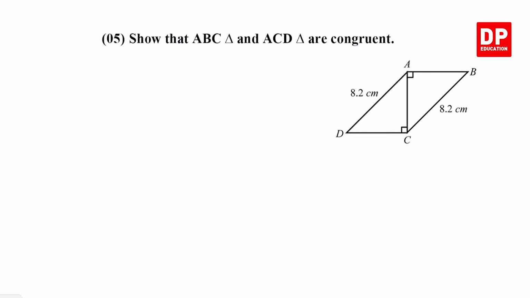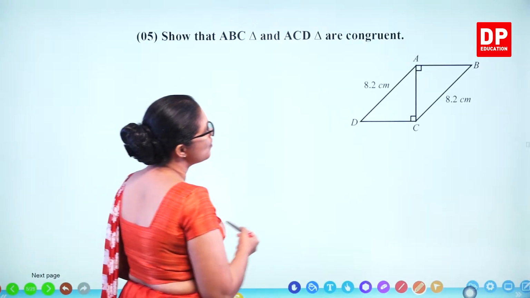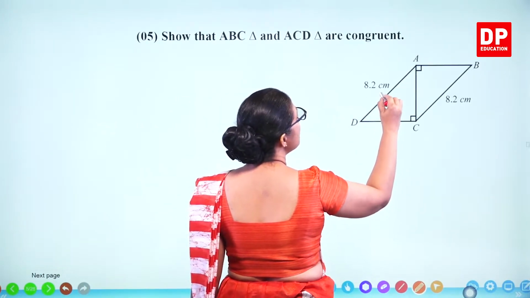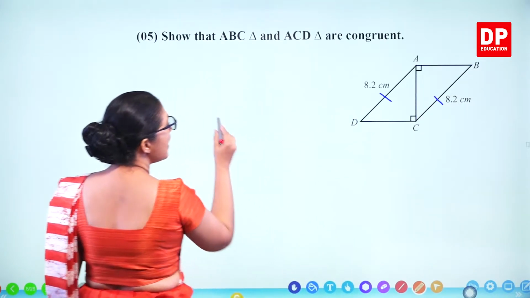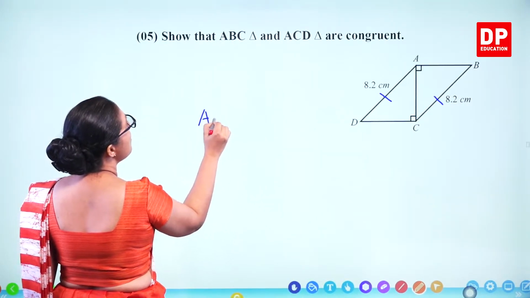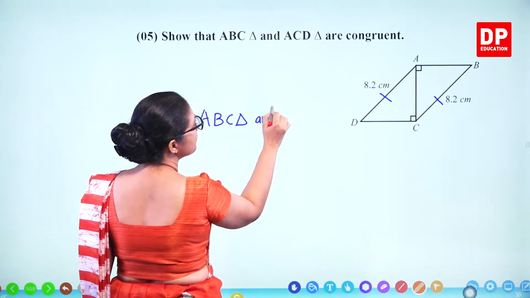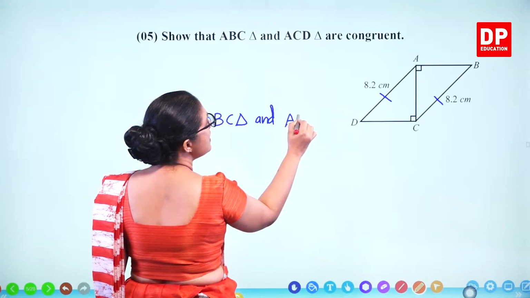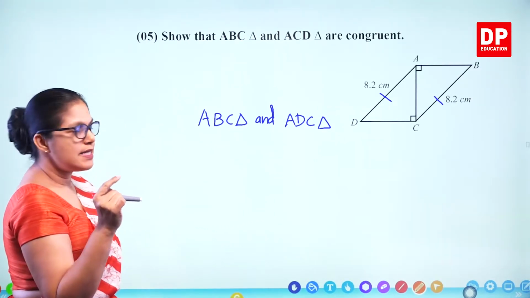Question number 5. Show that triangle ABC and triangle ACD are congruent. So look at this one. This length is equal to this length. So we'll take it and see. Triangle ABC and triangle ADC. ACD or ADC.